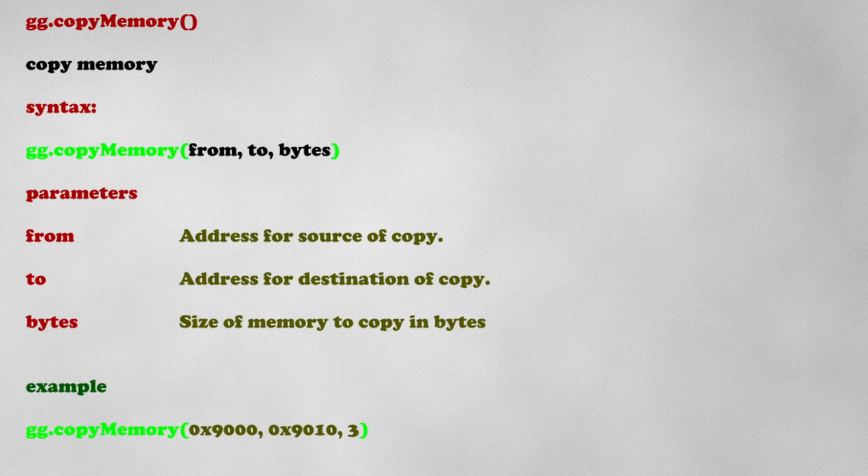gg.copyMemory. Copy memory. Syntax. gg.copyMemory, from, to, bytes. Parameters. From, address for the source of the copy. To, address for the destination of the copy. Bytes, size of memory to copy in bytes. Example. If I want to copy from address 9000 to 9010 in 3 bytes of size, this is the format. Remember, you need to enter the size in bytes only. gg.copyMemory, 0x9000, 0x9010, 3.